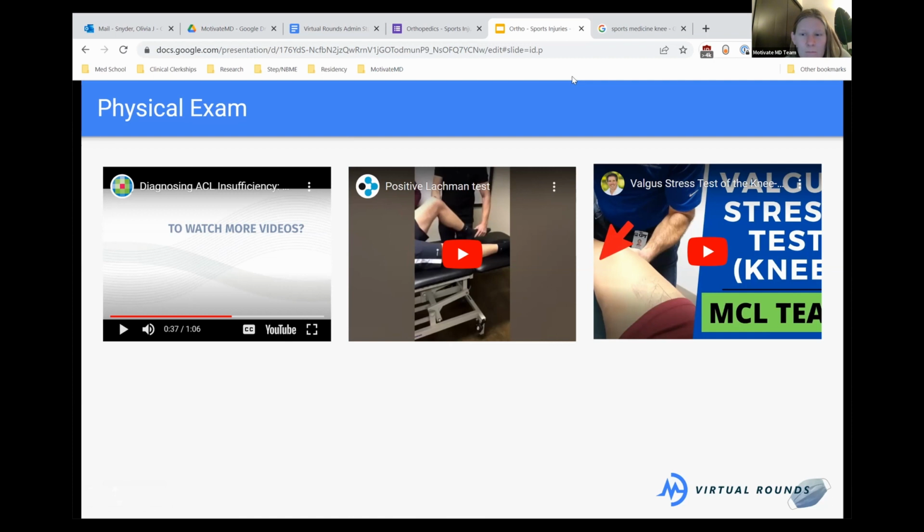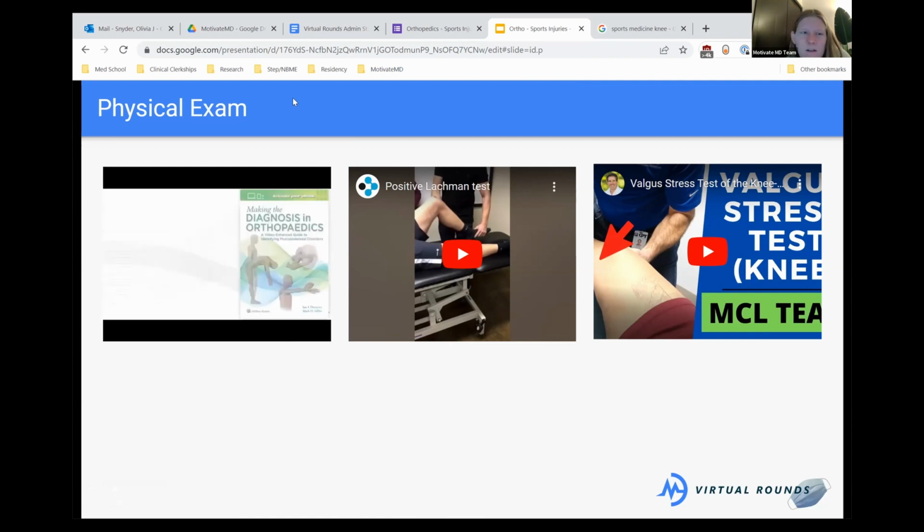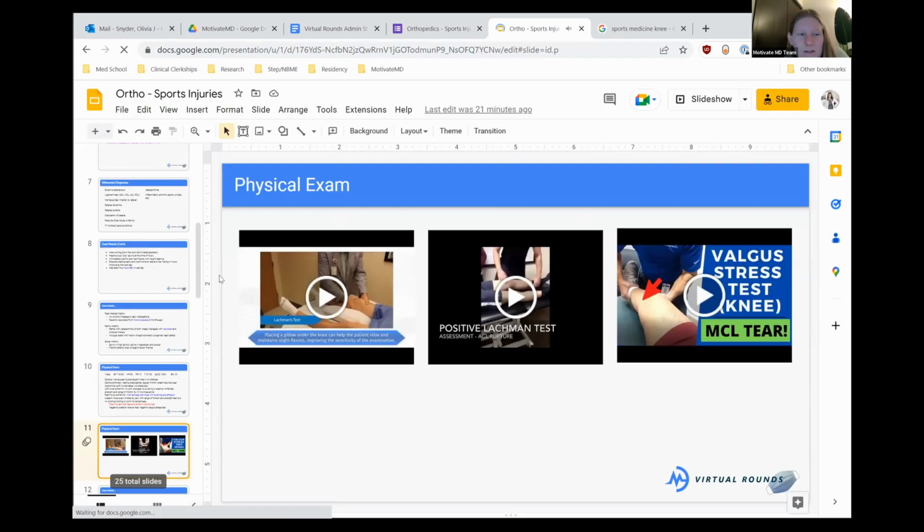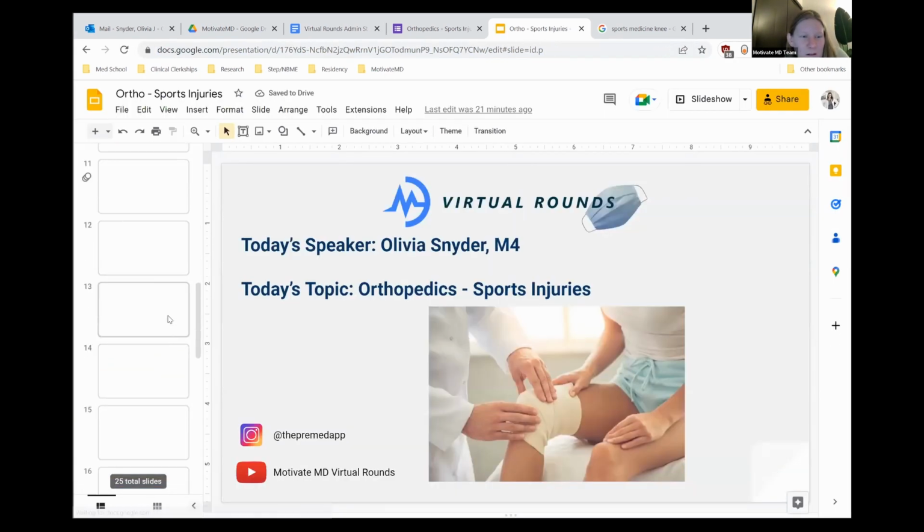Clinically, is my screen still full screen? I don't know if you guys are seeing my screen. I think probably because I made it full screen.